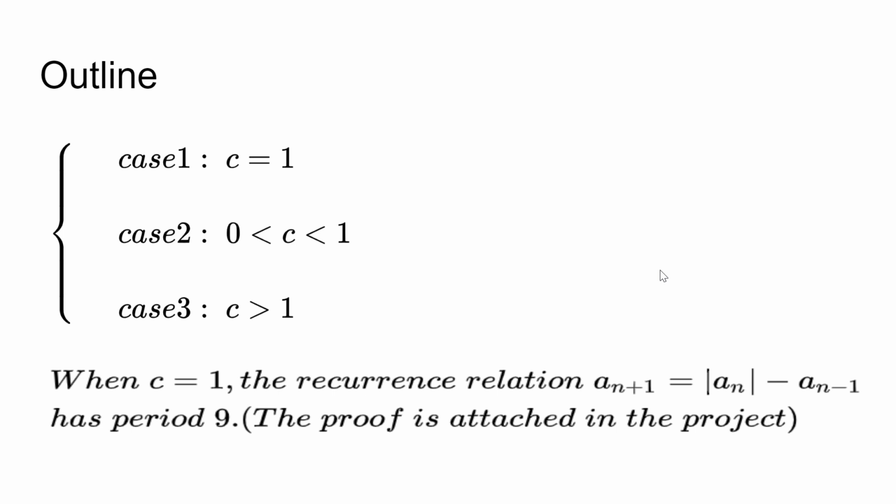We'll discuss three cases: C equals 1, C lies between 0 and 1, and C is larger than 1. When C equals 1, the recurrence relation has the period 9. The proof is attached in the project, and I will not show it in the presentation since we did this work.